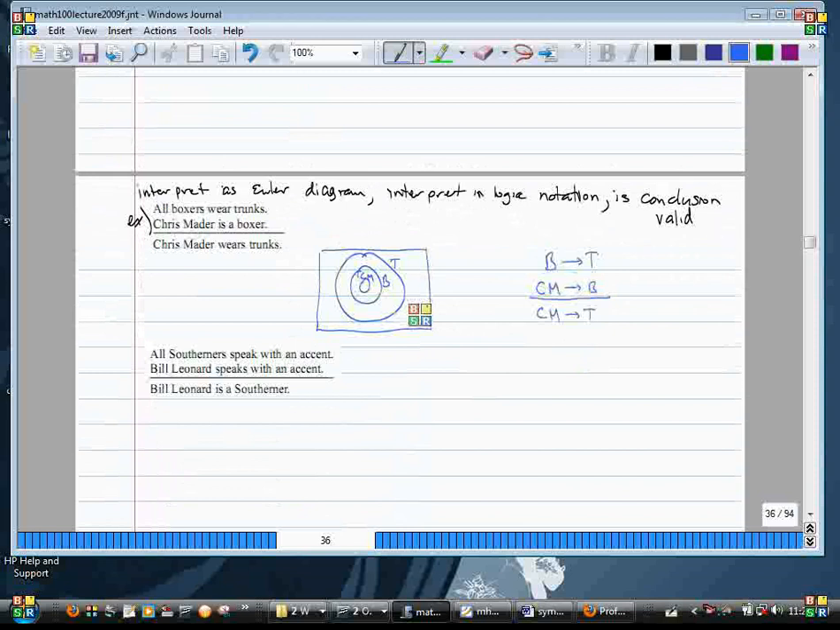All Southerners speak with an accent. Bill Leonard speaks with an accent. Conclusion, Bill Leonard is a Southerner. So, what do you think? Valid or invalid? Invalid. Okay. So let's represent this with a diagram and logic notation, and let's talk about the conclusion being valid or invalid.